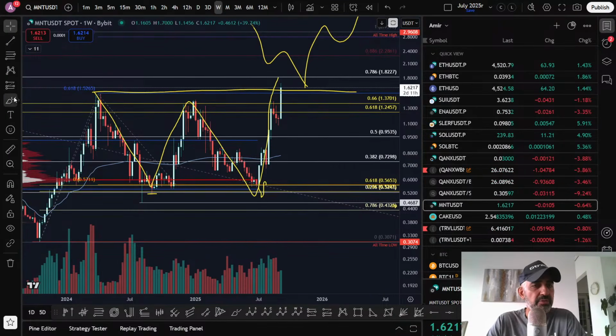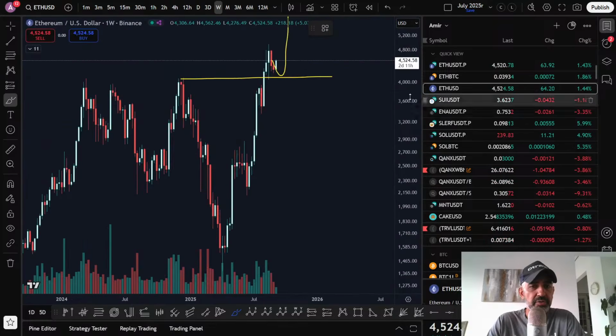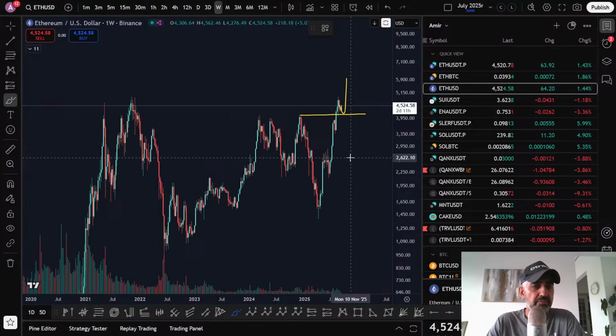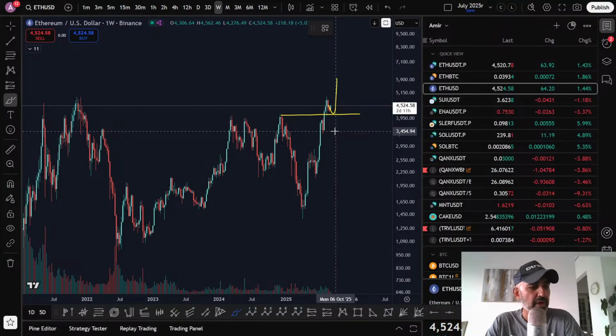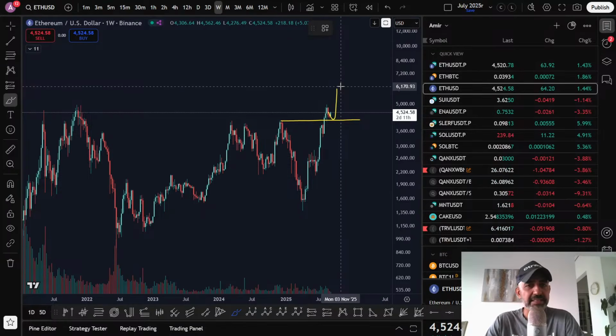It's possible that you form a bearish harmonic, you get a final dip, bam, bam, bam, and then you get some kind of parabola on a lot of tokens. So what we really require is ETH to start pumping into price discovery. That really is the key.